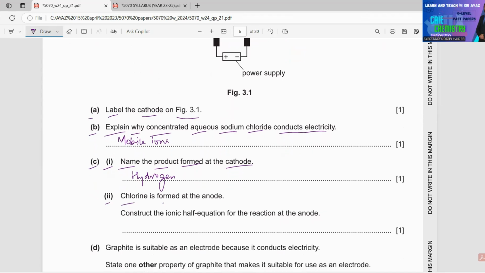Number 2, chlorine is formed at the anode. When you are having concentrated aqueous sodium chloride, you will get chlorine at the anode. Construct the ionic half equation for the reaction at the anode. So it must be loss of electrons at the anode. So you have Cl negative ion losing 2 electrons. You know that chlorine exists in the Cl2 state. So we'll write 2Cl⁻ gives Cl2. Let's balance the equation.